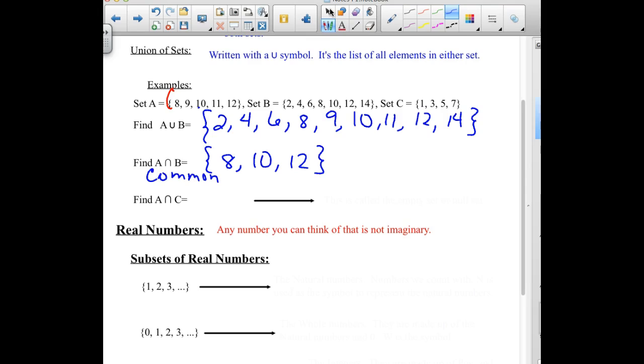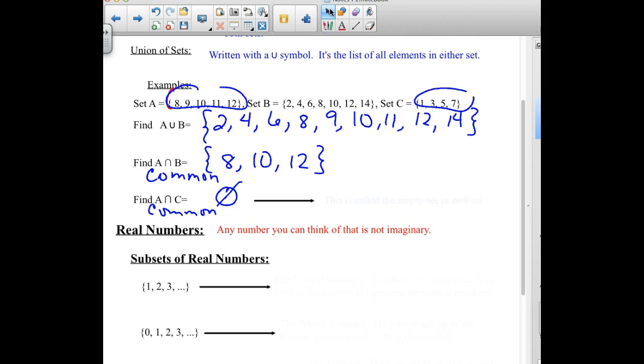All right, the third one asks for the intersection of A and C. So looking at this, set A starts with an 8, goes up to a 12. Set C has smaller numbers, 1, 3, 5, and 7. So if we're looking for what is common, there isn't anything. All right, so the symbol for that, we do a 0 with a slash through it. It stands for the empty or null set, meaning a set that has no elements.